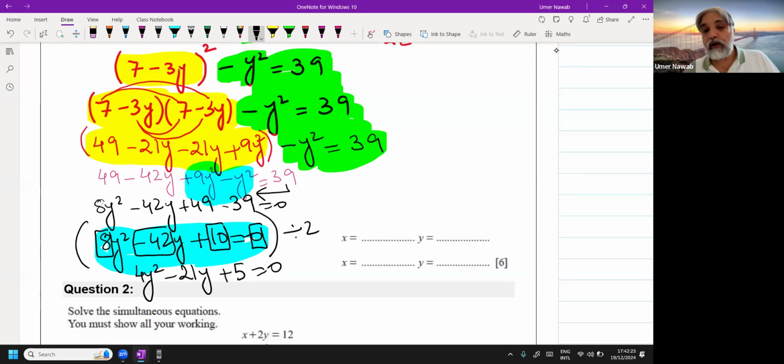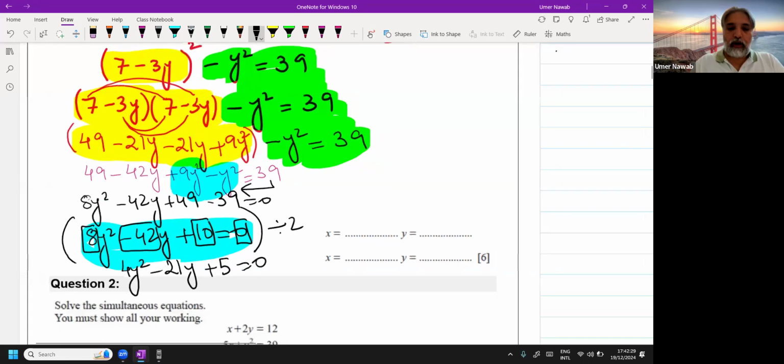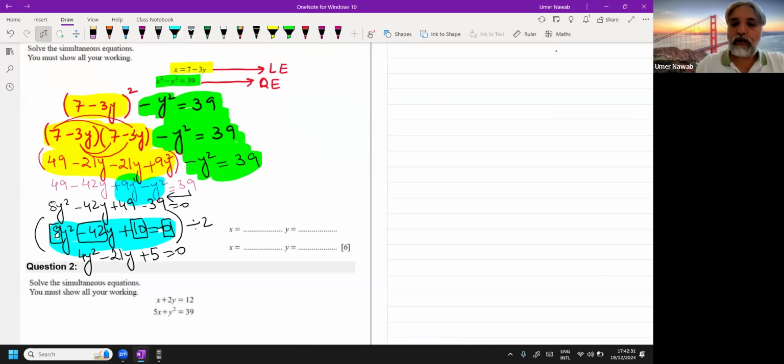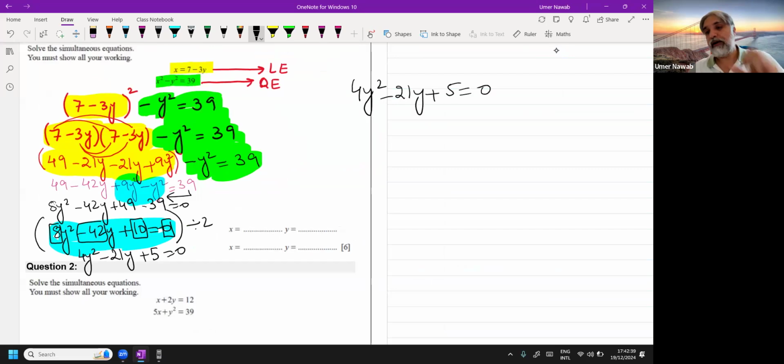For example, if you don't want to do that, I have no problem. You can skip it. Clear? Now I have 4y squared minus 21y plus 5 is equal to 0. This is a quadratic equation. At first, I want to teach you, or revise with you, how we did factorization of these types of expressions and equations in the class. So check that.